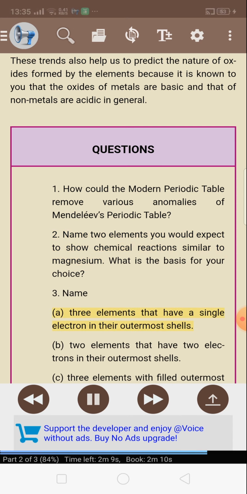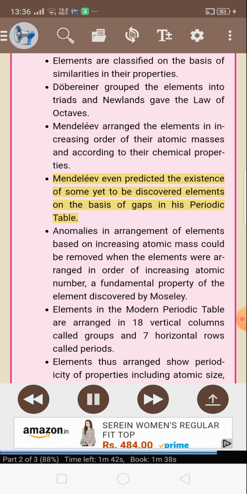What you have learned. Elements are classified on the basis of similarities in the properties. Dobereiner grouped the elements into triads and Newlands gave the law of octaves. Mendeleev arranged the elements in increasing order of their atomic masses and according to the chemical properties. Mendeleev even predicted the existence of some yet to be discovered elements on the basis of gaps in his periodic table.